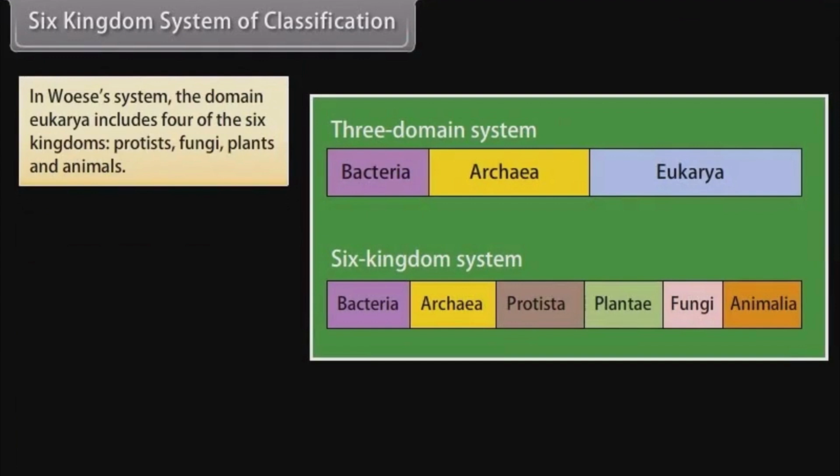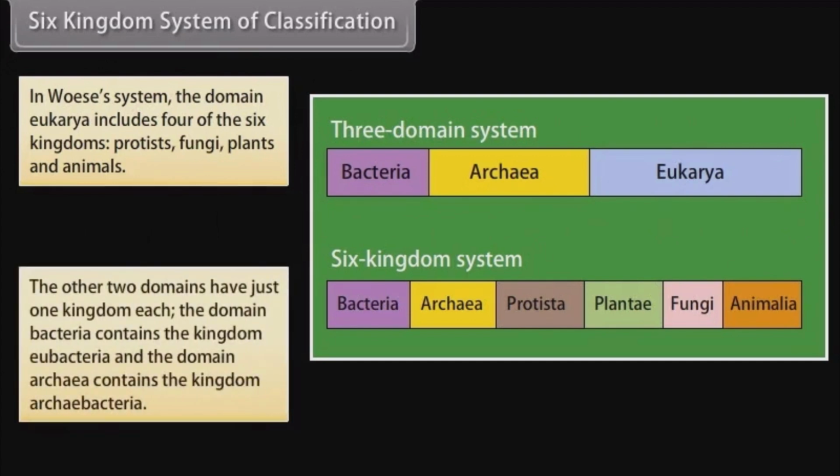In this system, the domain Eukarya includes four of the six kingdoms: protists, fungi, plants, and animals. The other two domains have just one kingdom each. The domain Bacteria contains the kingdom Eubacteria, and the domain Archaea contains the kingdom Archaebacteria.